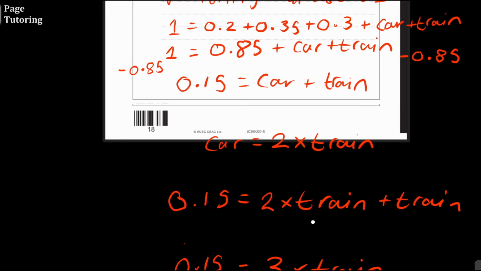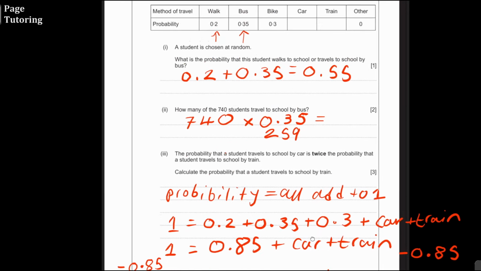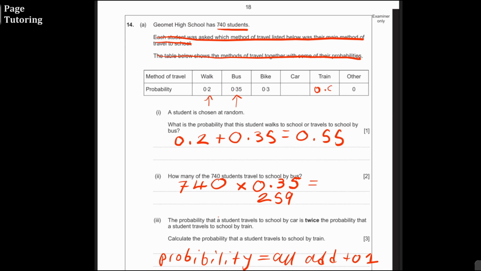So now we can slot that in to our table, 0.05, and rather than going back to all the algebra, we already know that the probability of car is twice the amount as the train, so that would be 0.1.